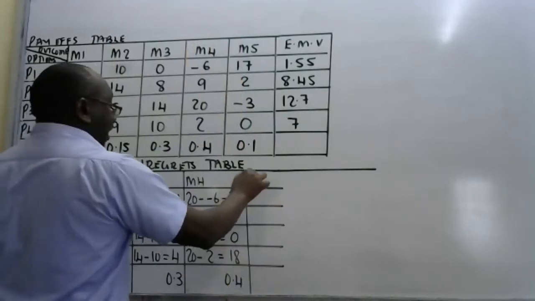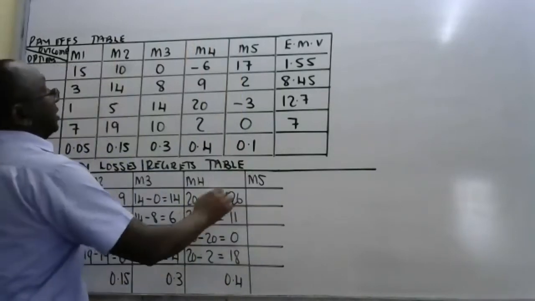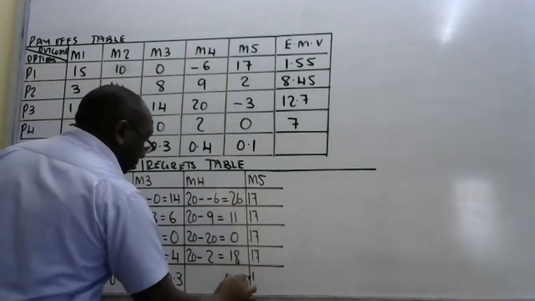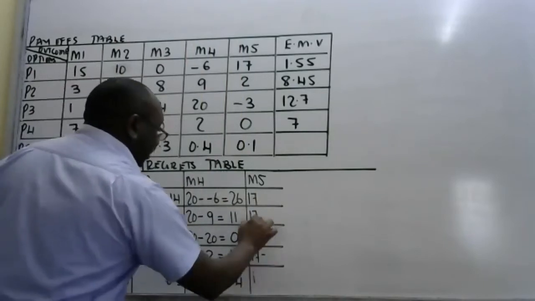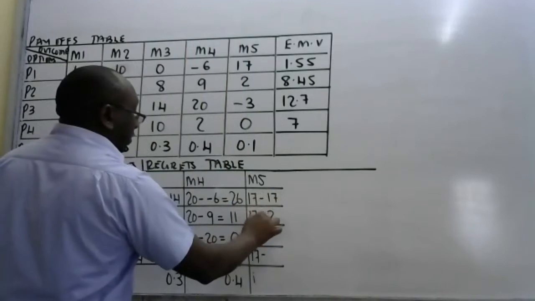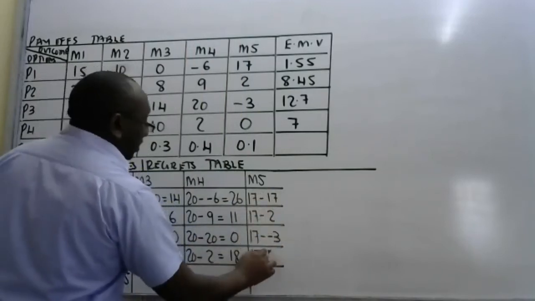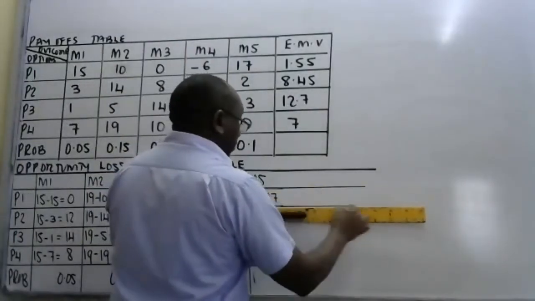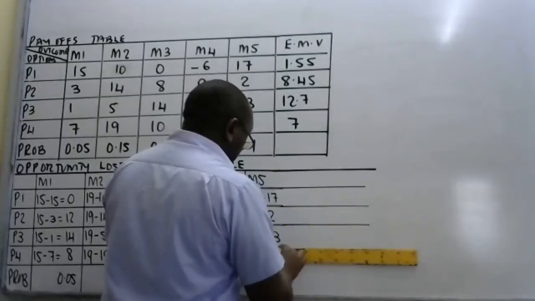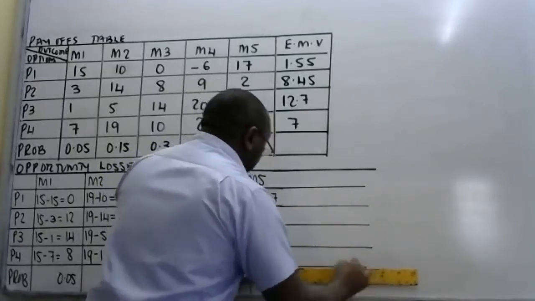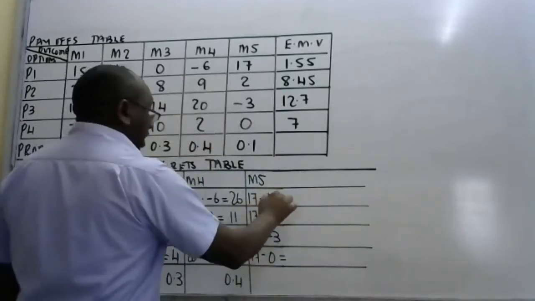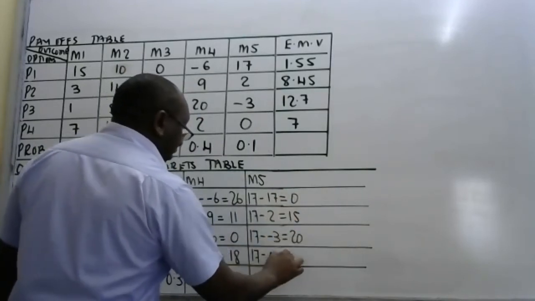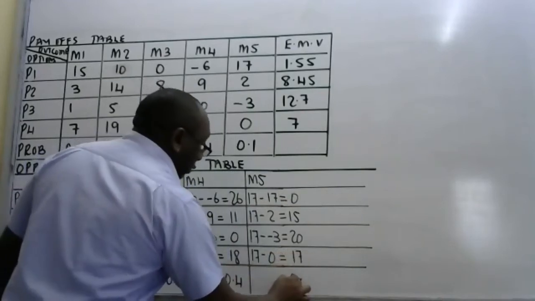Then we go to M5. In M5, the highest is 17. So you say minus 17, minus 3 and so on. So this is 0, this is 15, this is 20, and this is 17, and the probability is 0.1.